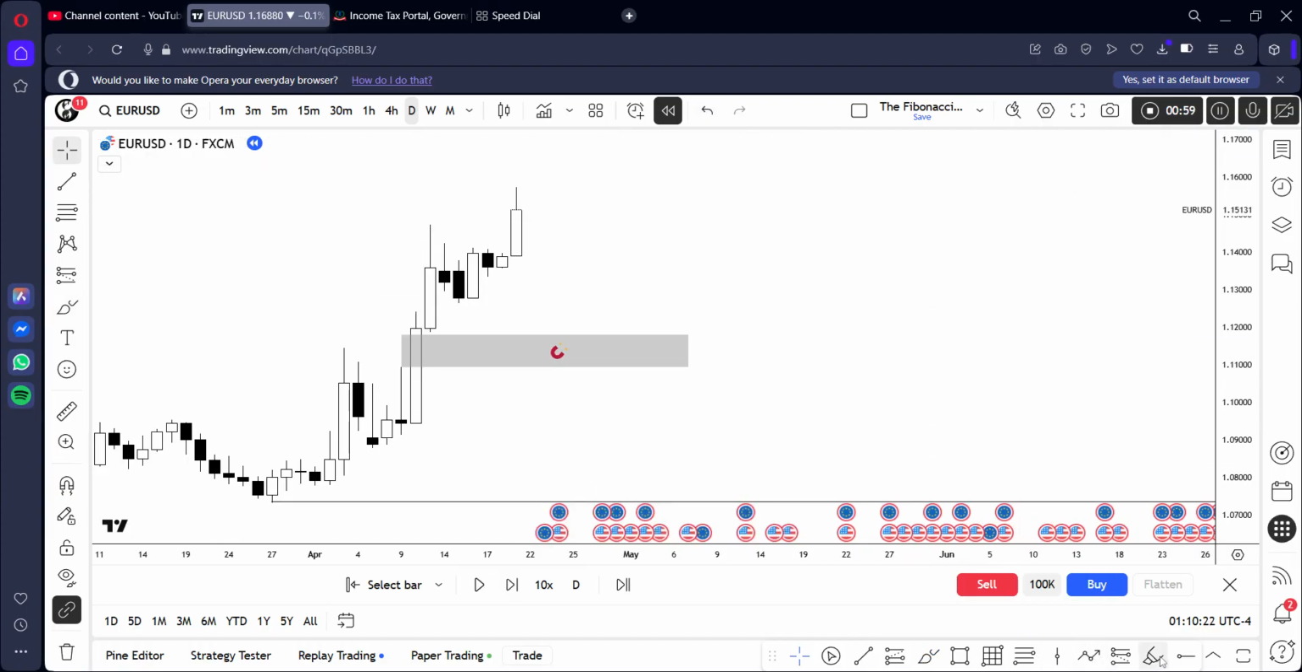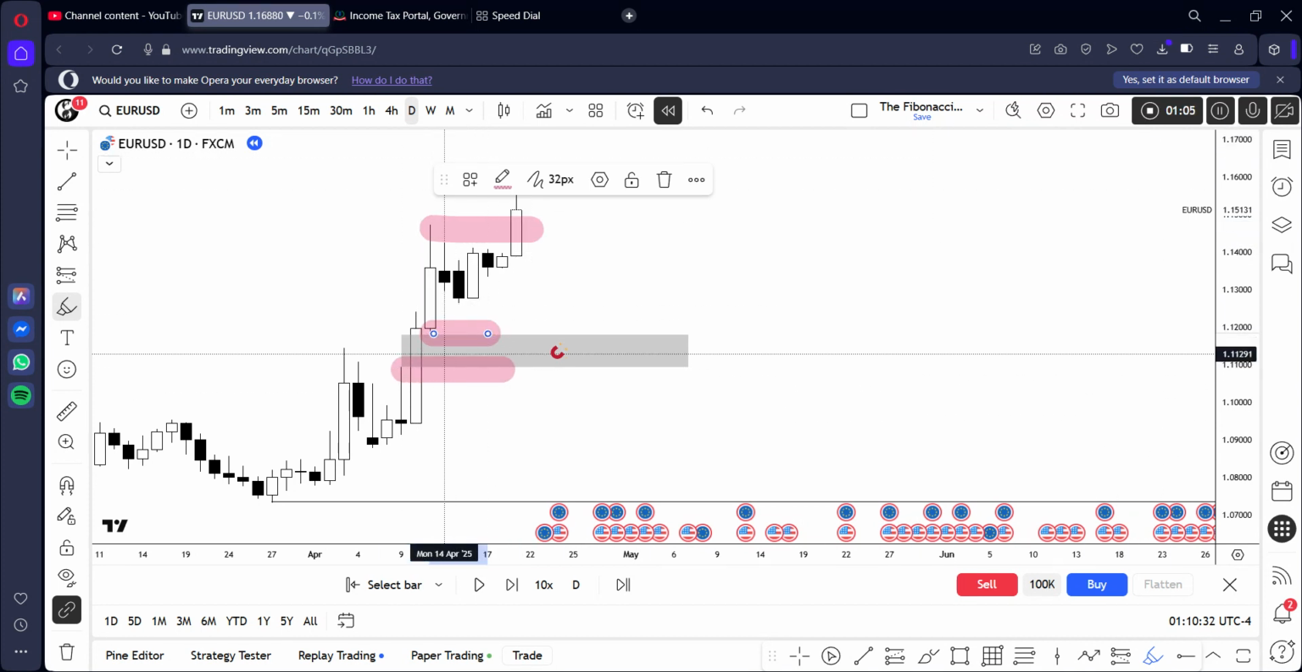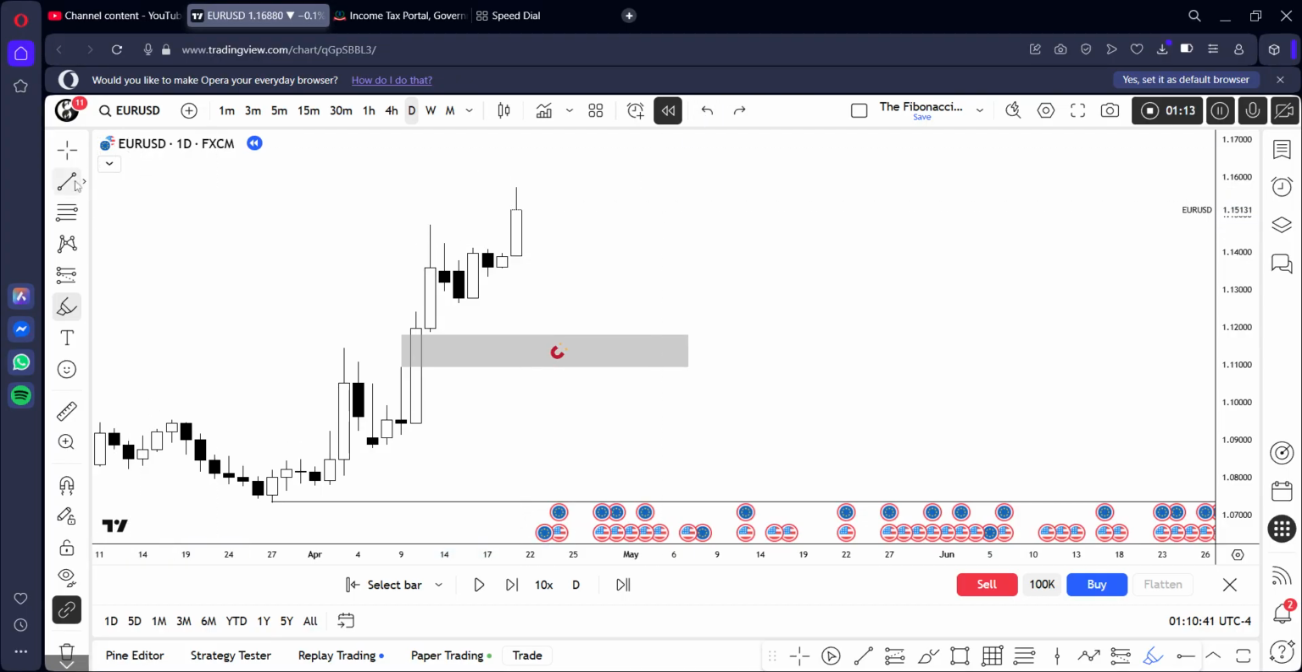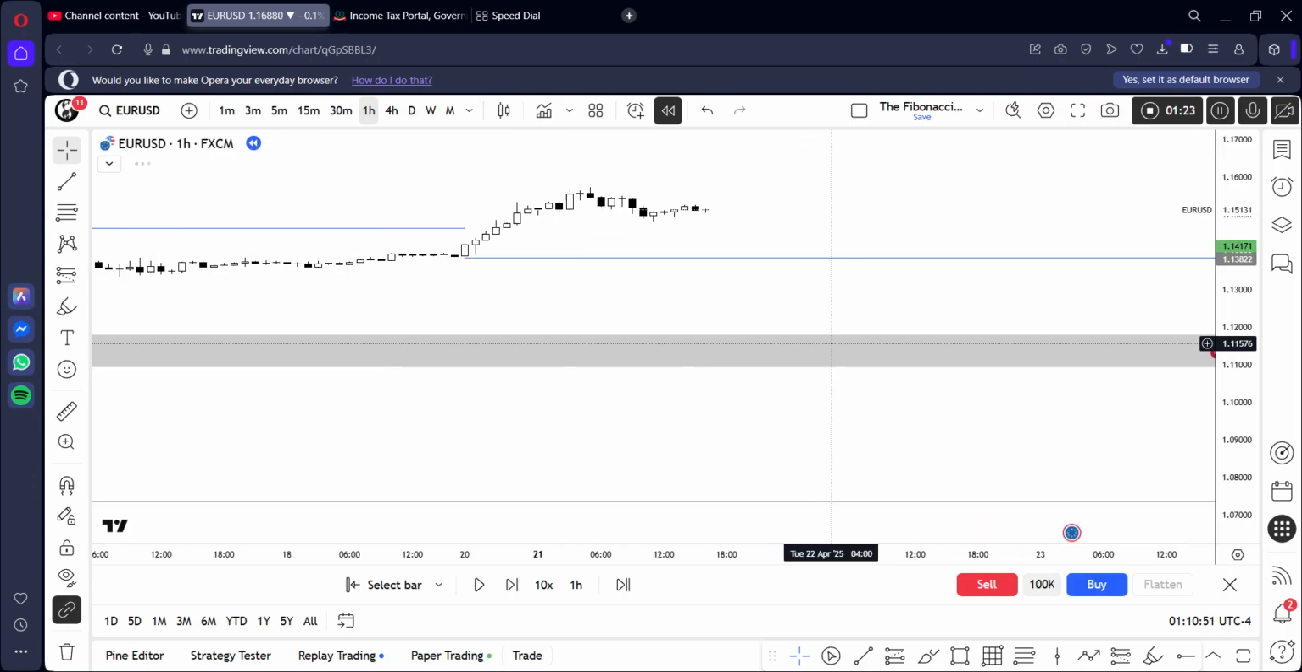In this example, this is our external range high taken out. This is a fair value gap presented right over here, and this is the external range taken. So what will I be waiting for? I will be waiting for price to close below this candle, or I can go to the 1 hour time frame and see if any structure is forming.